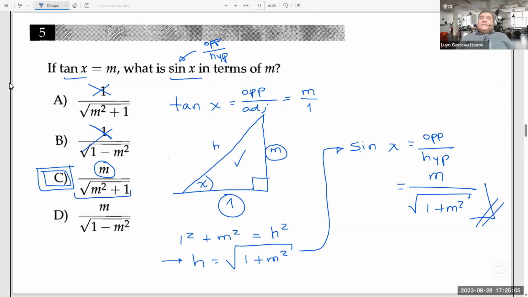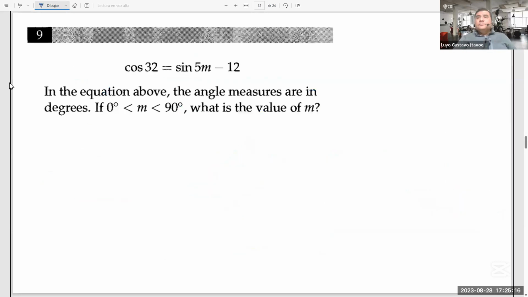Okay, that's it. Let's see one more example of trigonometry questions in the SAT. Okay, here. It says the cosine of 32, which is 32 degrees, equals the sine of 5m minus 12, if in the equation above, the angle measures are in degrees, of course. If m is between 0 and 90 degrees, what's the value of m? Now be careful here, okay?